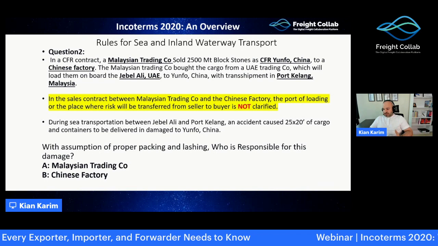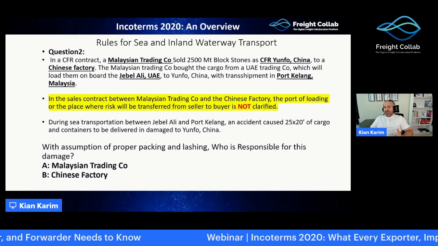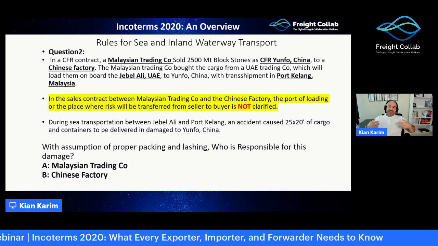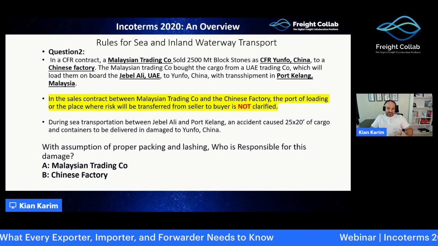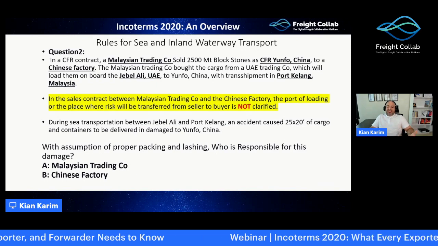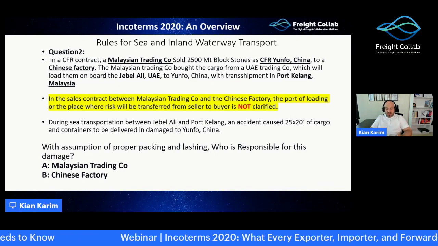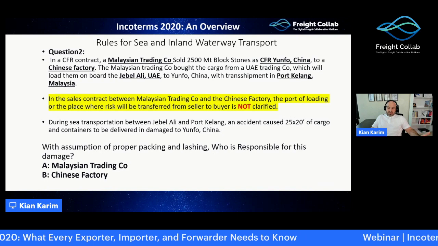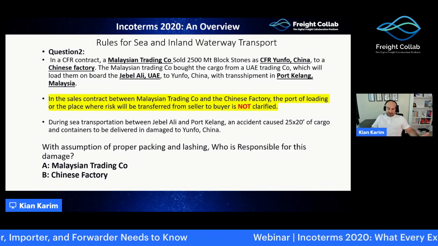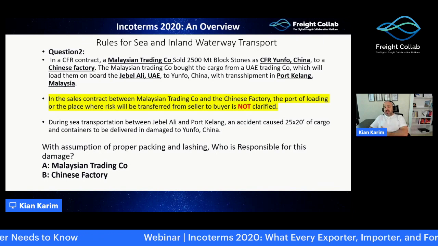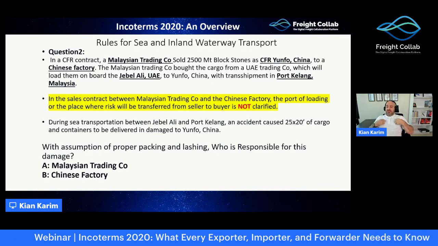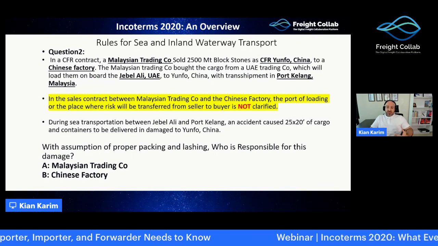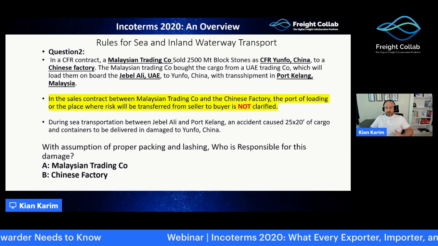Look, this is how disputes happen in real-world scenarios. In this scenario, the Chinese factory may think that they bought the cargo from a Malaysian company, and that the port of loading will be Port Klang. If the cargo was damaged before the vessel arrived at Port Klang, they would say, okay, the risk is still not transferred to me. Why should I be responsible for something that is not related to me? On the other side, the Malaysian company may think that they sold on CFR terms and the risk is transferred at the port of loading.